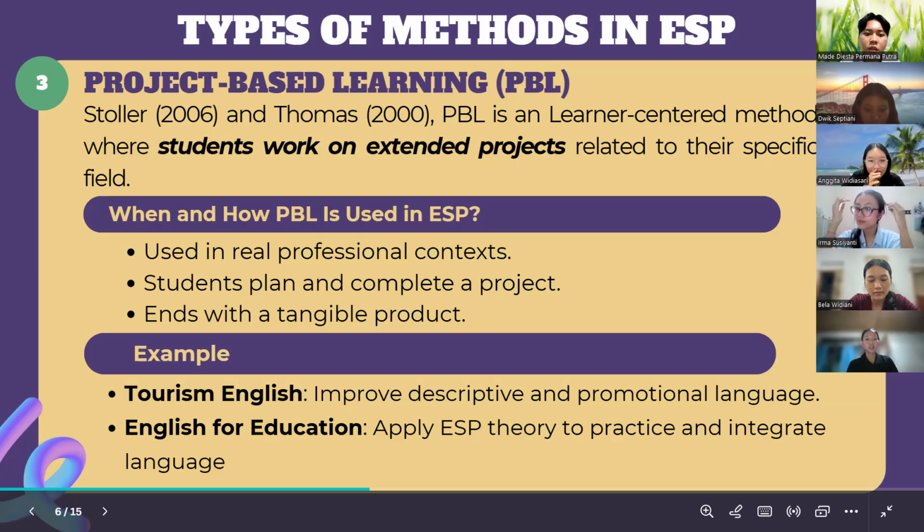The example in ESP is tourism English. The purpose is to improve descriptive and promotional language for the tourism context. The example is like designing a tour package or travel brochure. And in English for education, the purpose is to apply ESP theory to practice and integrate language with subject content, for example, designing a course book or teaching material for a specific subject.